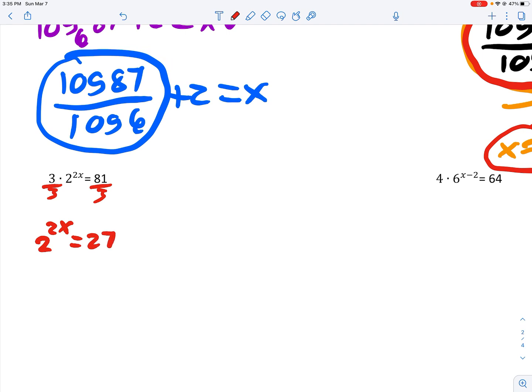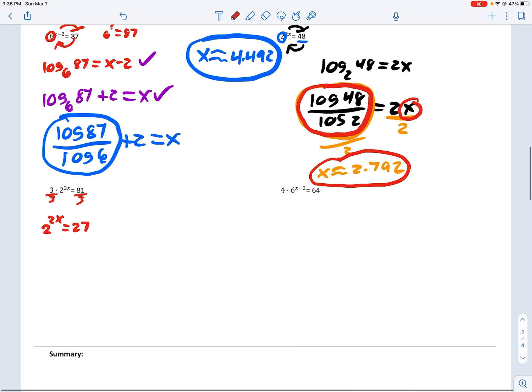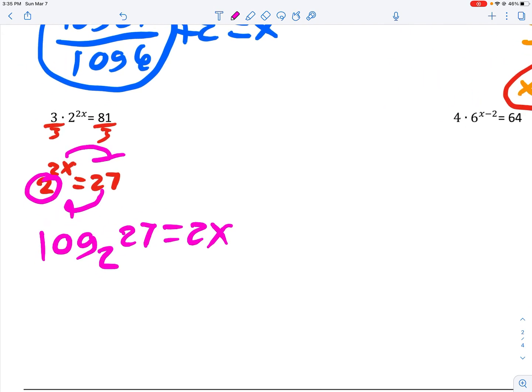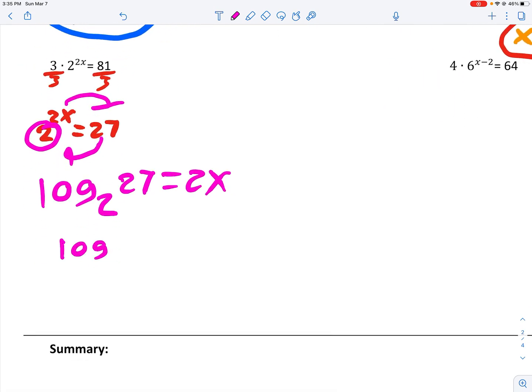Same idea. It'd be great if I could write 27 as 2 to some power. Now it is, but I don't know what it is. It's some decimal. So I'm going to go into log form. So again, the 2 here is your base. Same thing for your log function. So base 2. The 27 and the 2x are going to switch spots. They're going to switch sides of the equal sign. So now I'm in log form. Again, I can take my log equation here and turn it into base 10. So log of 27 divided by log of 2 equals 2x.